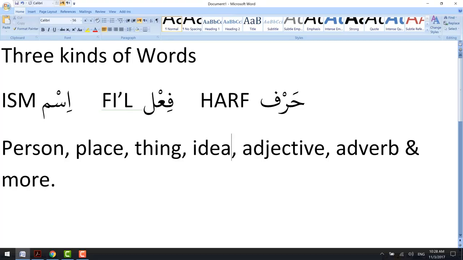So this is important. As a teacher of the Arabic language, I'm never going to call the ism the noun, because it's so much more than a noun. If it was just a noun, then an ism would be a person, place, thing, or idea. That's it, we're done. But wait, the ism is also an adjective, which is definitely not a noun. And it's also an adverb, which is not a noun.